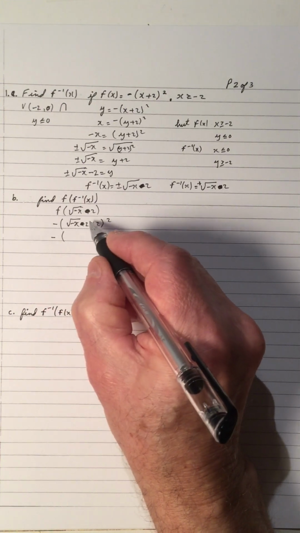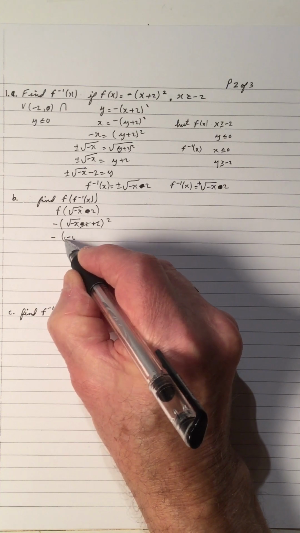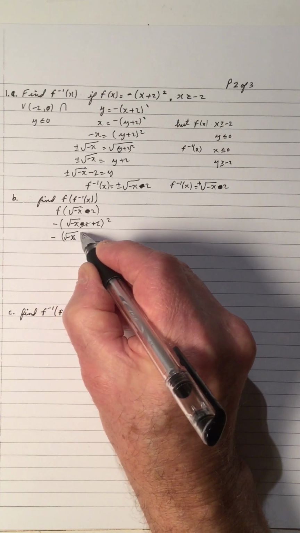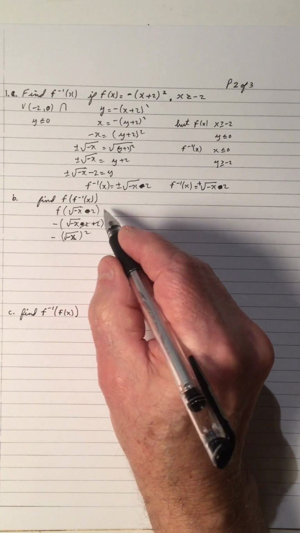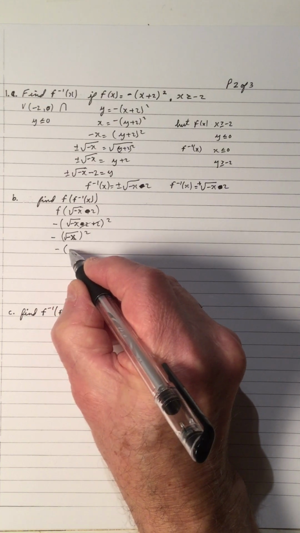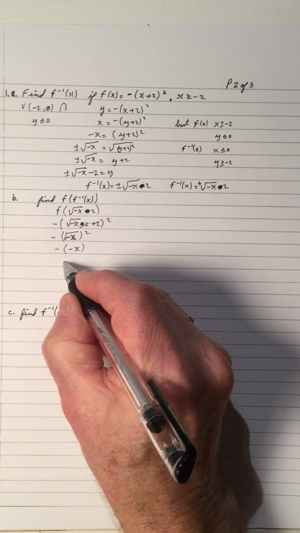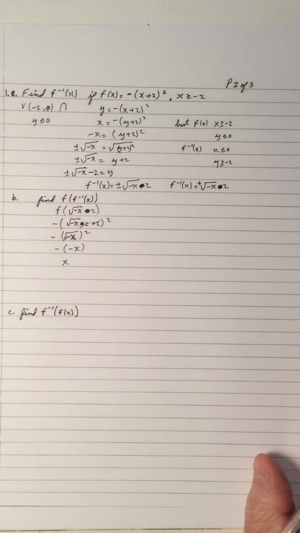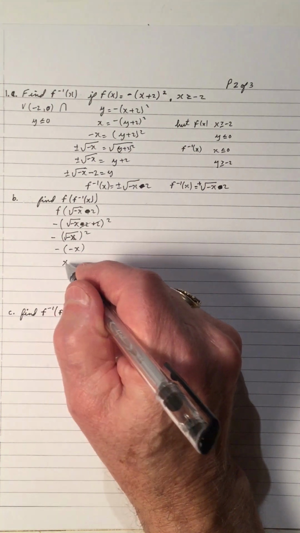We simplify the inside first by BEDMAS. That gives us the root of negative x squared. So the root of a negative x squared is negative x, and we end up with an x. So the root of a negative x squared is the negative x, and the negative of a negative is a positive.